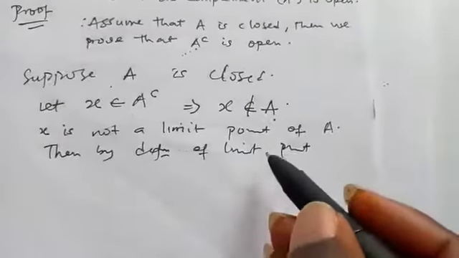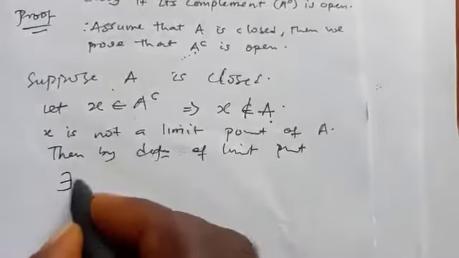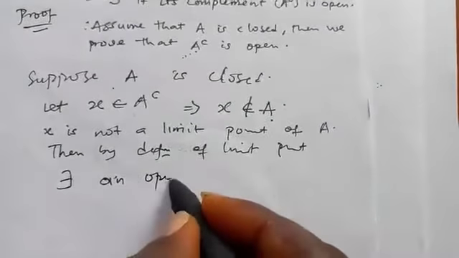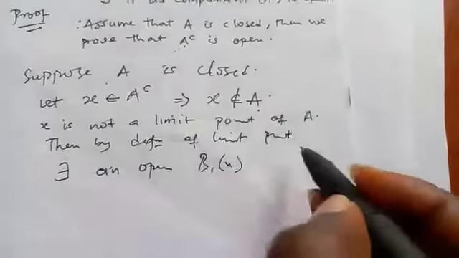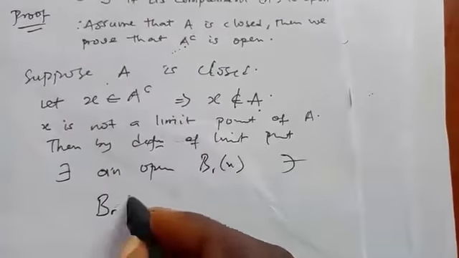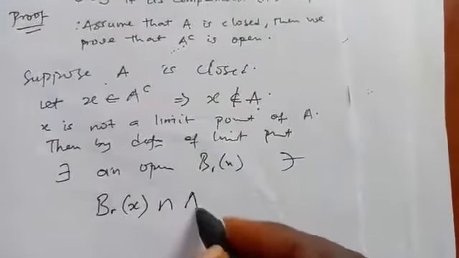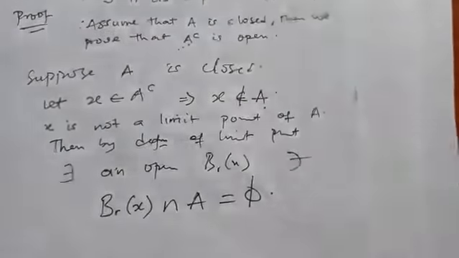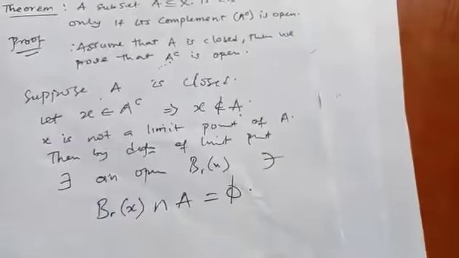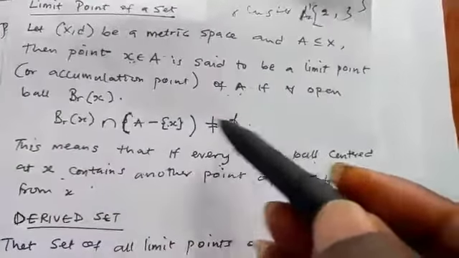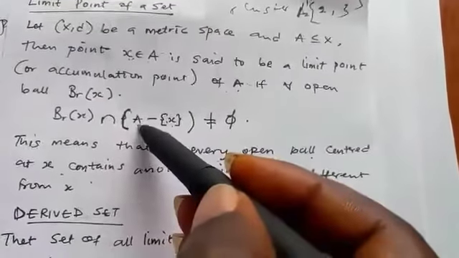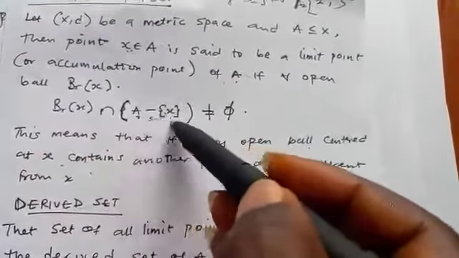Then by the definition of limit point that we just gave, there exists an open ball centered on this X such that B_R(X) intersection A will be empty. We defined a limit point such that this intersection will not be empty. But now X is not inside this A, so definitely it will be empty. Assuming it's a limit point, then it will not be empty by definition.